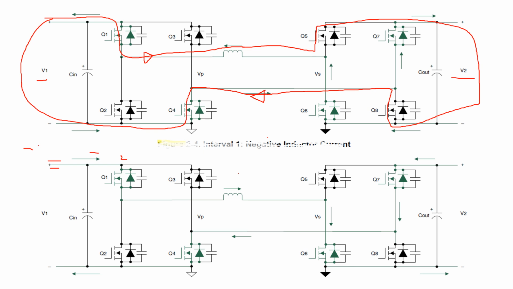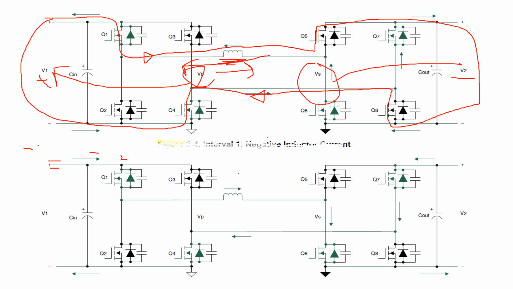The bidirectional movement of the current can be explained in terms of the inductor current. When the inductor current is positive, it simply means the current moves this way. When the inductor current is negative, it simply means that the current direction is this way. In this positive cycle, Vp is equal to V1, and then Vs is equal to V2. So that's how it works.